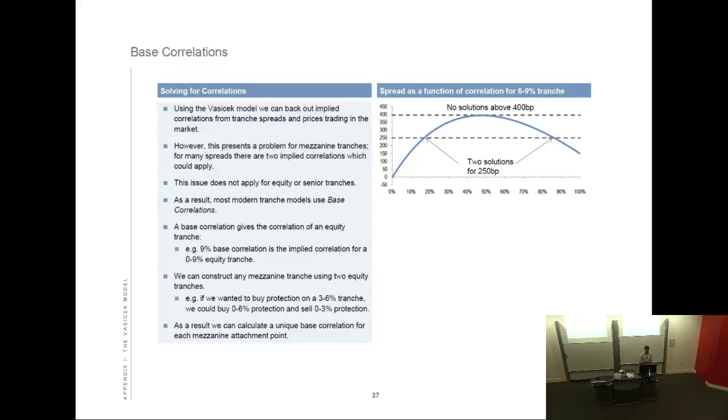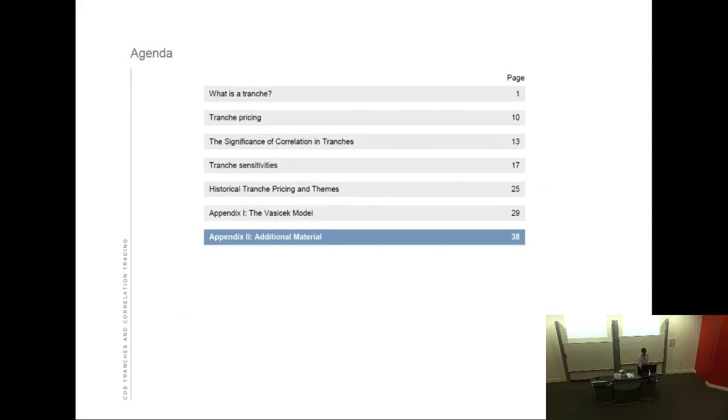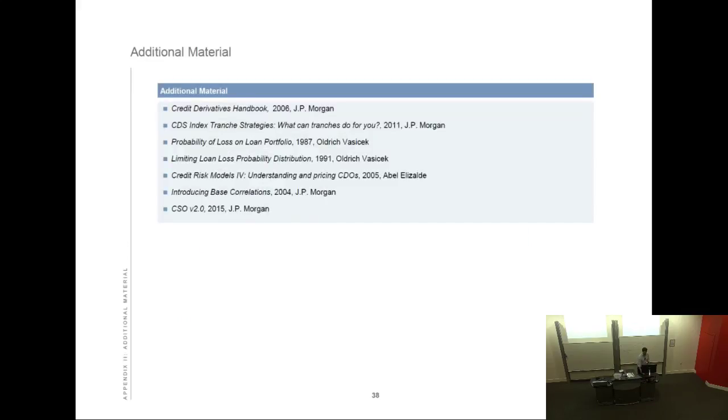So that's the concept of base correlations, and that wraps up everything we wanted to tell you about tranches. It's a deep topic, very technical, quite hard. It's probably the hardest part of the course. And you're not expected to be able to derive the Vasicek model, don't worry. But if you're interested, there's plenty of further additional material in the second appendix.